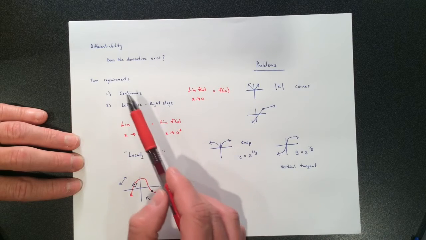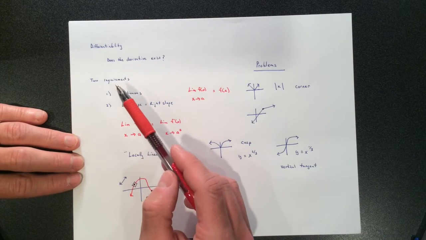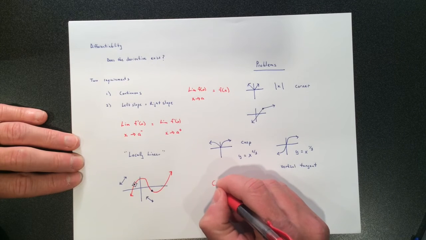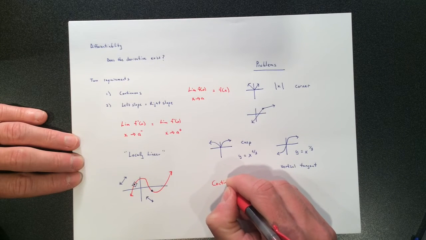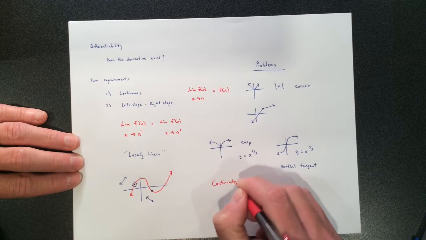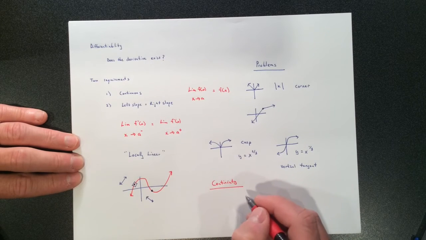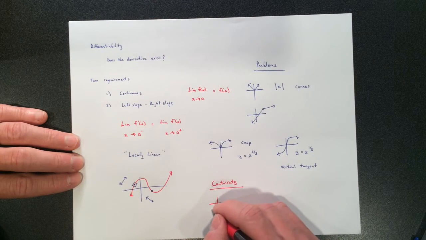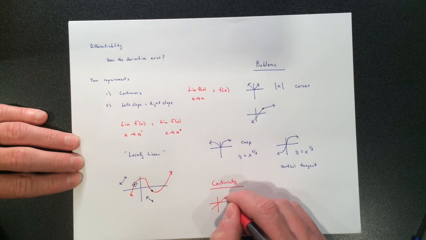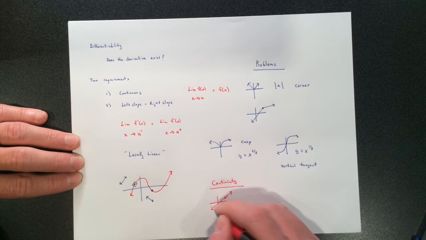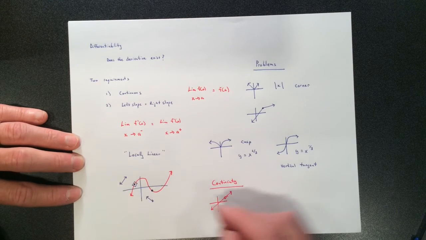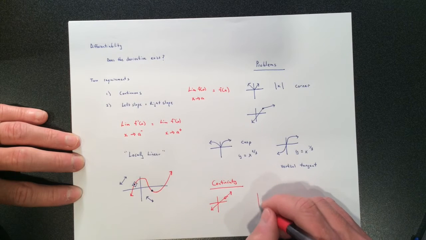But remember, if it's not continuous, it's also not going to be differentiable. So any of our old continuity issues, any continuity problem will then also cause a differentiability problem. So we have to look at our hole. We could have a hole. Again, the left slope and the right slope agree, but if it's not continuous, it's not differentiable. We could have a jump.